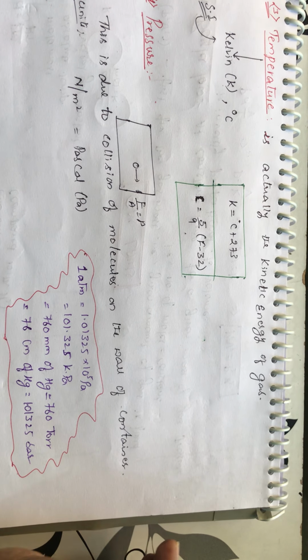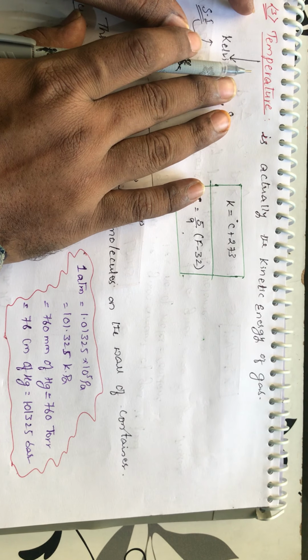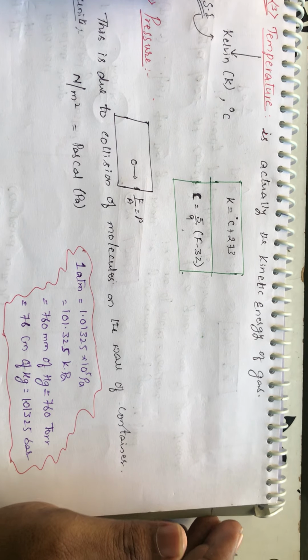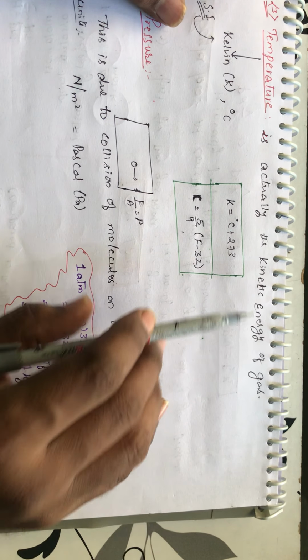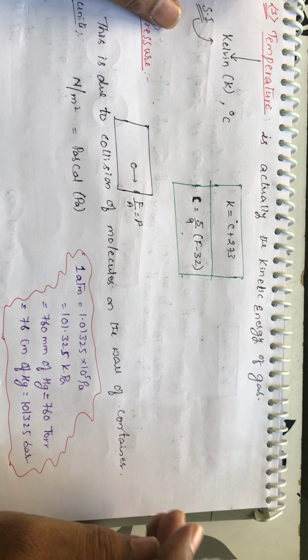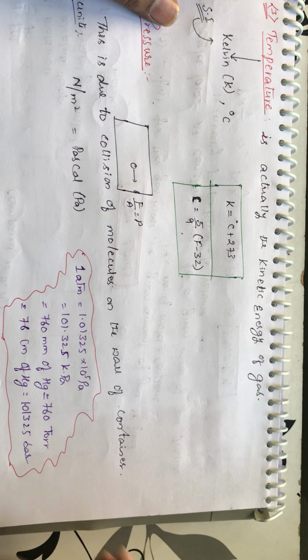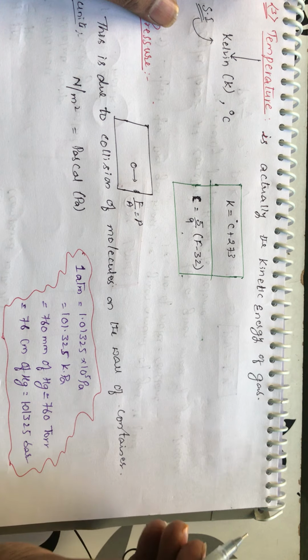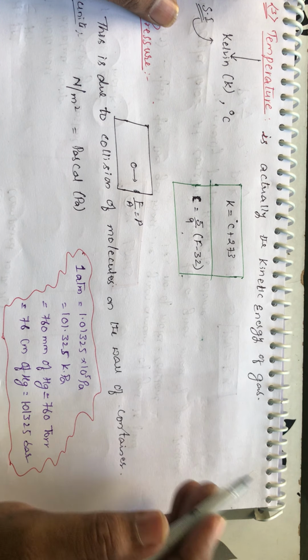One more measurable quantity of the gas is temperature. Instead of saying temperature, we can call it the kinetic energy of the gas. What is meant by kinetic energy? Generally it is defined by the formula half mv square. If you increase the velocity of the molecules, they will be moving fast.